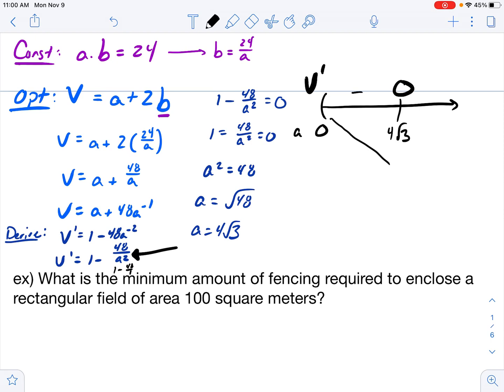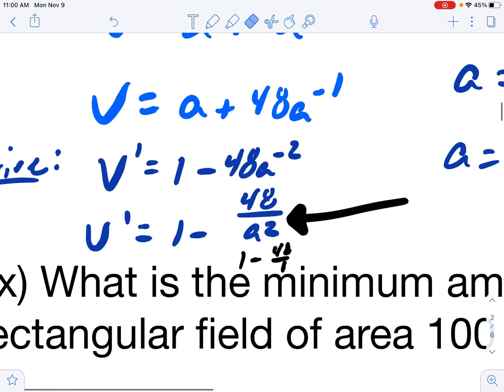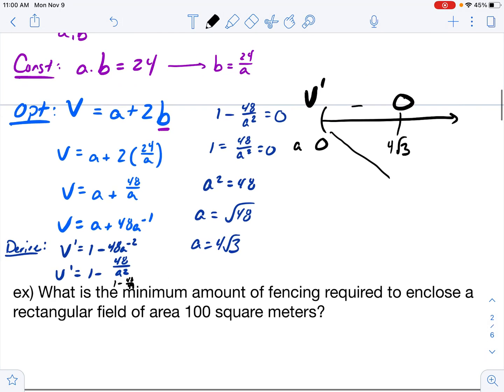If I take a number bigger than 4 radical 3, let's see, A squared is 48. So I could use 7, right? 49 is bigger than 48, so 7 is going to be bigger than 4 radical 3. And again, use a calculator to make sure you're using numbers bigger and smaller than the critical point. But if I plug 7 in for A, we get 1 minus 48 over 49, which is going to be some positive value. It's not going to be too big, but it will be positive. And so we're increasing. Okay, and again, just take your time checking your signs and all that good stuff, okay?